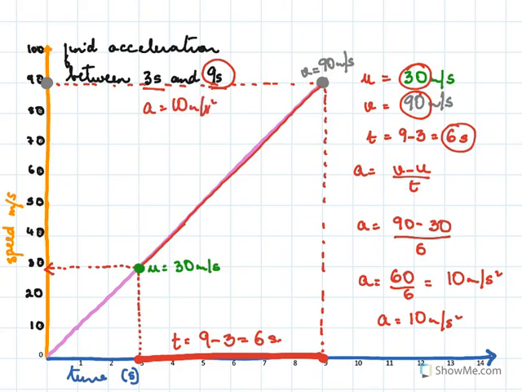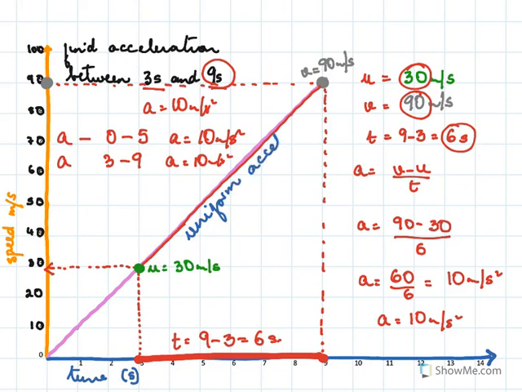If you recollect, last time we learned the acceleration between 0 and 5 seconds, and that acceleration was 10 meters per second squared. Now this acceleration between 3 and 9 is also 10 meters per second squared. It is the same. So this is a body undergoing uniform acceleration. The velocity is changing, but the acceleration is uniform. Increasing velocity but uniform acceleration, because the acceleration is remaining the same. So this is how you calculate acceleration from the velocity time graph.